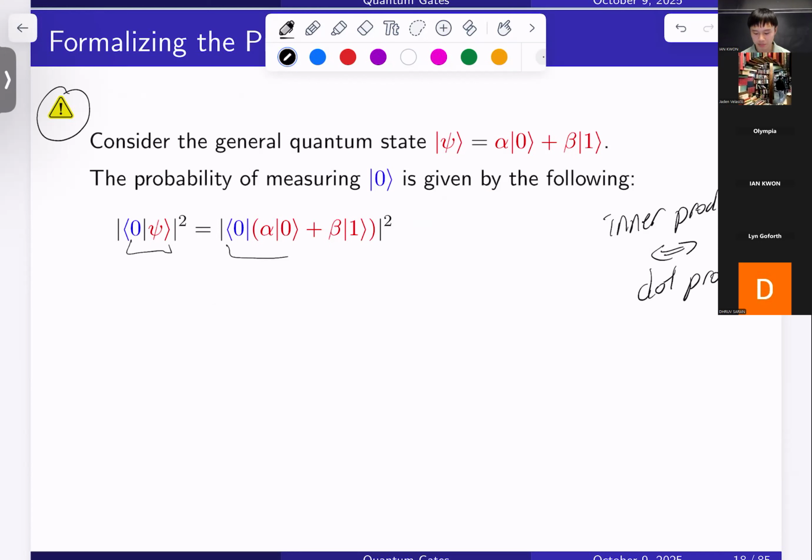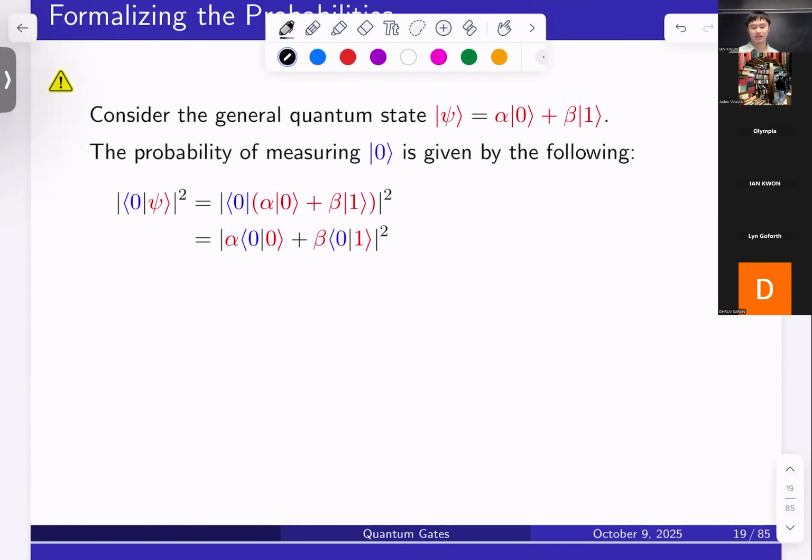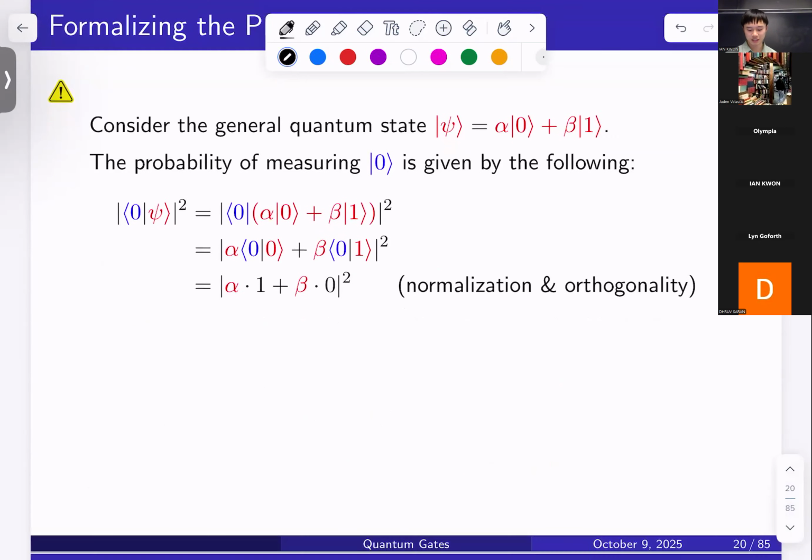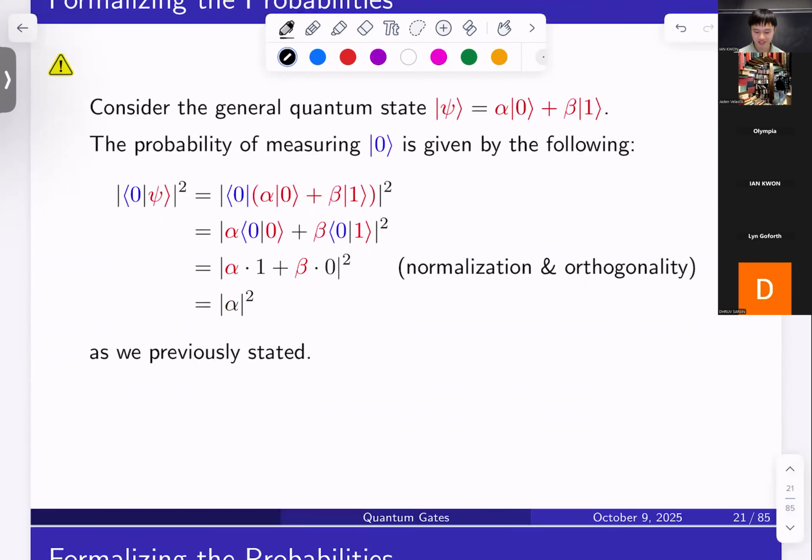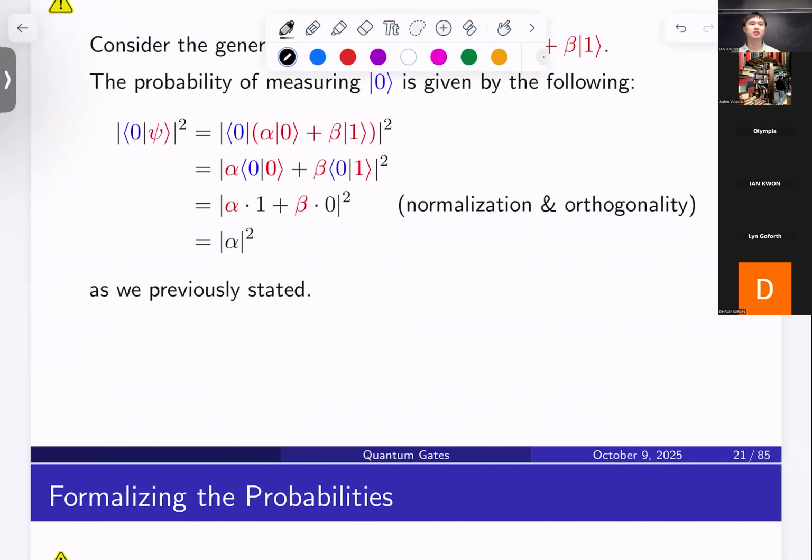So with this notation representing the dot product, when we expand it by plugging in the state, we get this. Since they're just constants and vectors, we can flip around the order of constants, so we can pull this alpha out and this beta out. What do you guys notice about these remaining inner products from what we've talked about earlier? Yeah, 0 with 0 would be 1, and 1 with 0 would be 0. Exactly. So the first one reduces to 1, the second to 0, and continuing the simple calculation, you get alpha squared. This is like a derivation of the rule I said earlier, where the probability of getting a 0 is alpha squared.